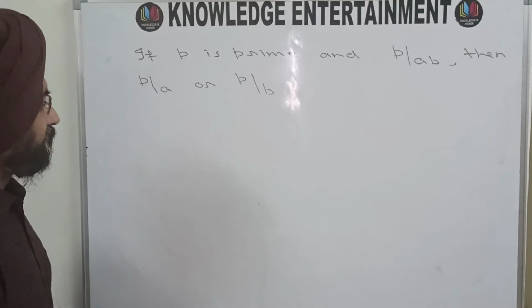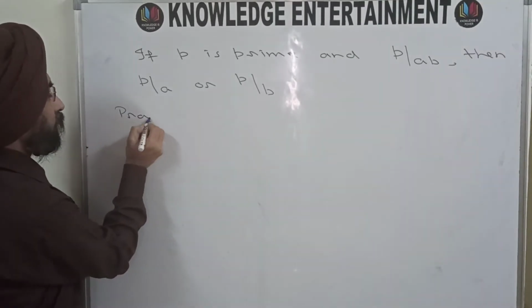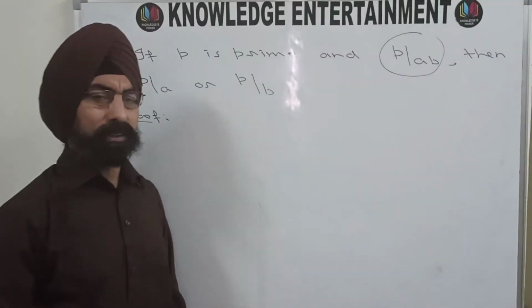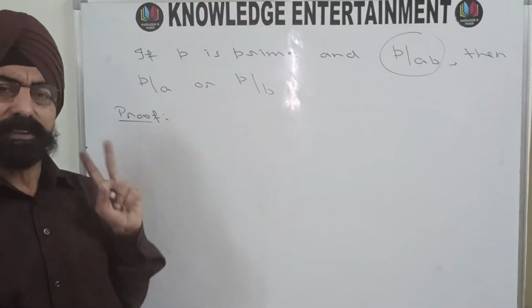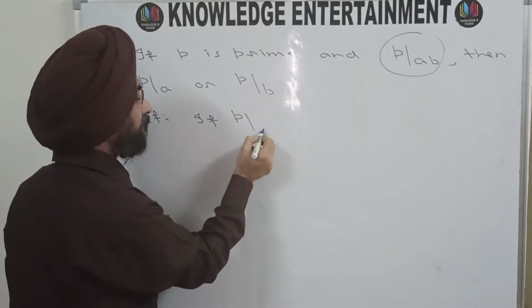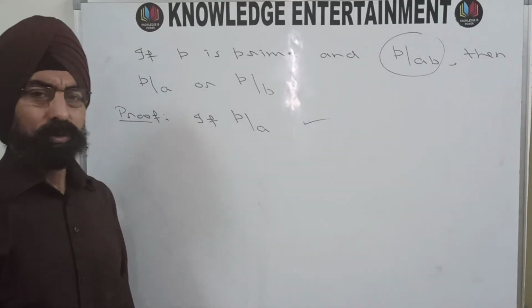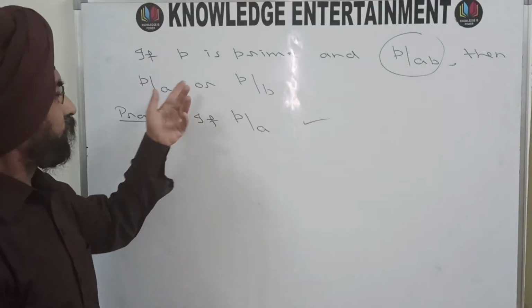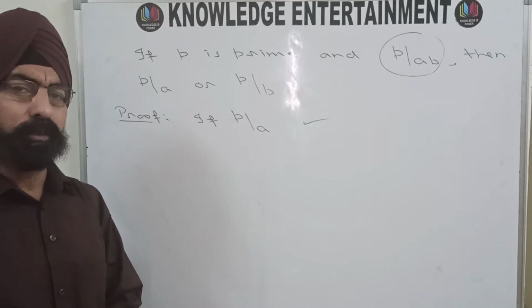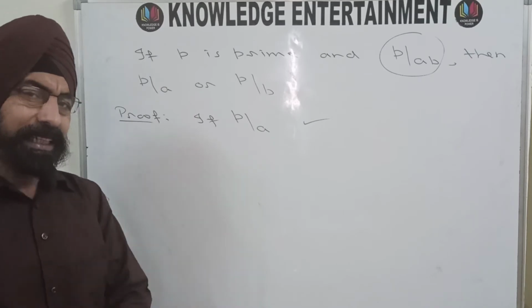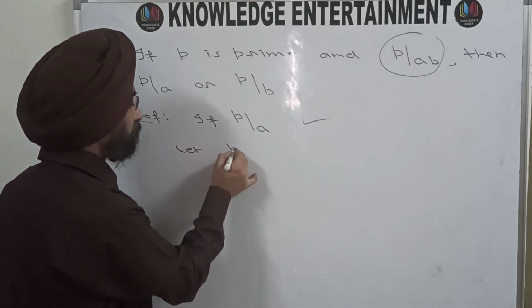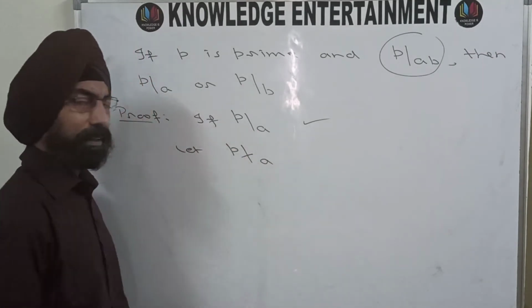The proof is once again very easy. It is given to us that P divides AB. We have to prove that either P divides A or P divides B. If P divides A, then we are through, because there is nothing to prove. So we take the other case, that means P does not divide A. Let P not divide A.